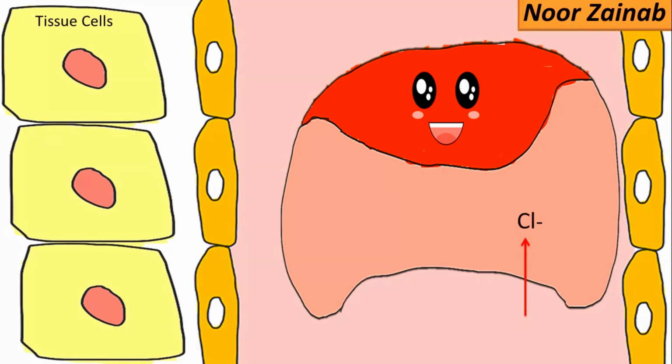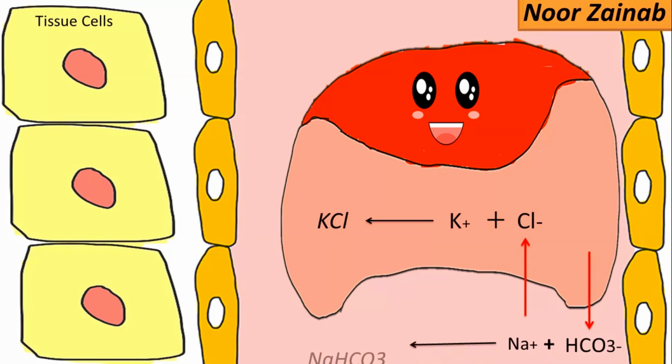Now, as we have discussed, the chloride ions will go inside the red blood cell, and while going inside they will combine with potassium ions which exist inside our red blood cells in order to form a salt known as potassium chloride. In this way KCl is produced inside our red blood cell, whereas the bicarbonate ions which exited the red blood cell and went into the blood plasma will combine with sodium ions which exist in the blood plasma in order to form sodium bicarbonate.